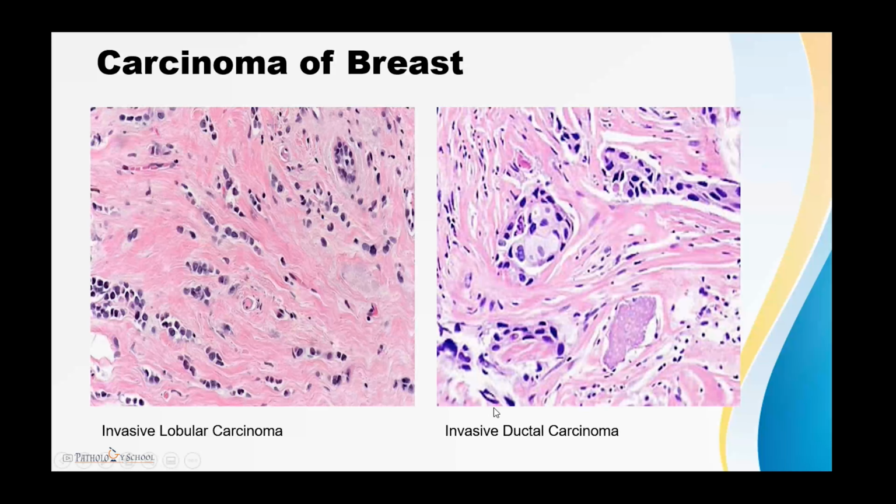Then we see carcinoma of the breast, in which the arrangement of the normal TDLU pattern is not seen. However, the malignant cells arrange themselves in a single file called the Indian file pattern. This is seen in invasive lobular carcinoma. However, in invasive ductal carcinoma, the malignant cells arrange themselves in the form of ducts.